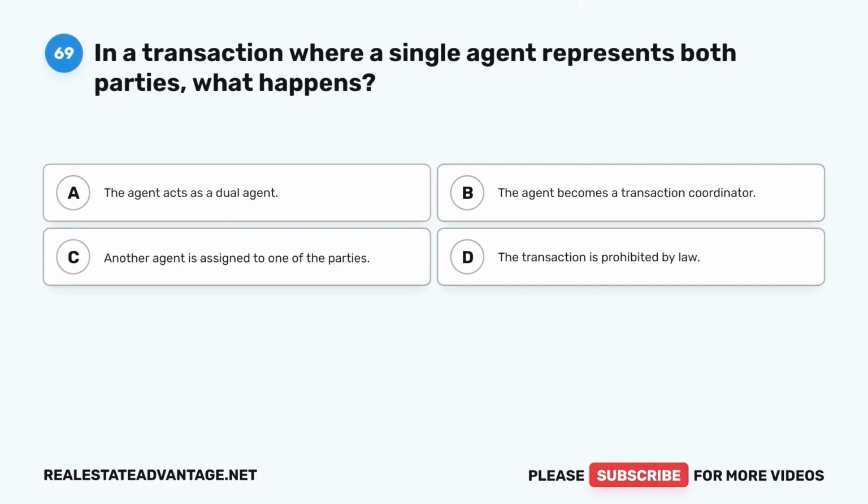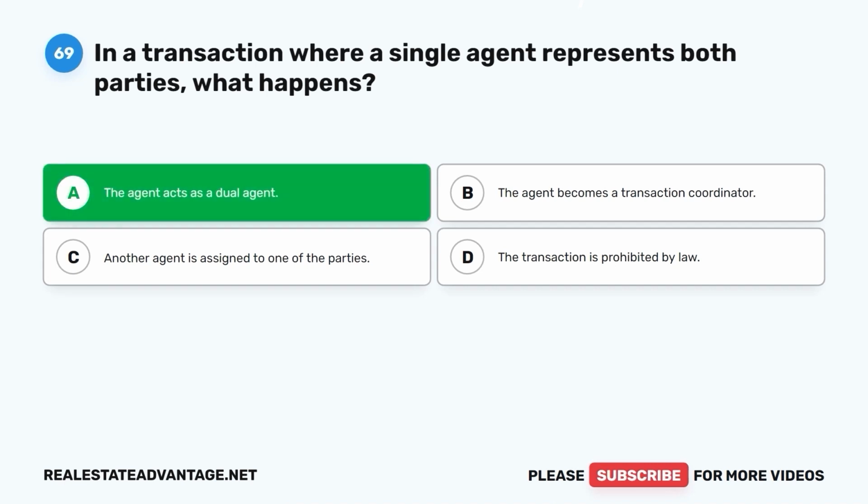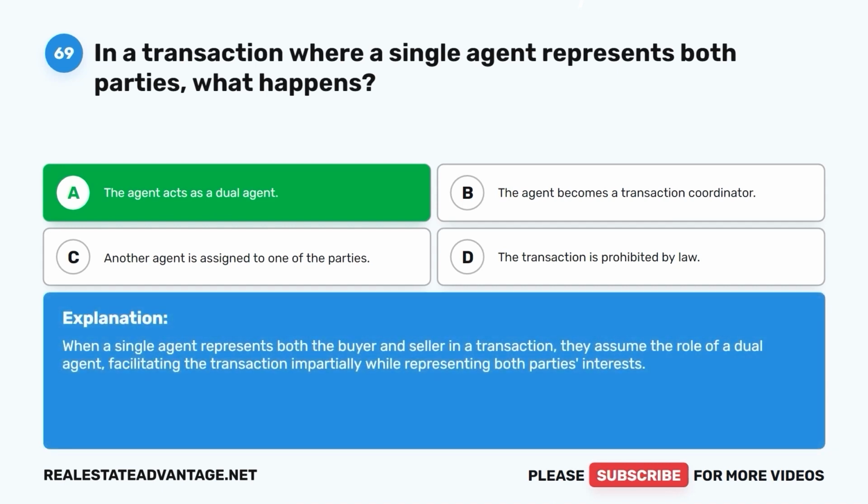Question 69. In a transaction where a single agent represents both parties, what happens? A. The agent acts as a dual agent. B. The agent becomes a transaction coordinator. C. Another agent is assigned to one of the parties. D. The transaction is prohibited by law. The correct answer is A. The agent acts as a dual agent. When a single agent represents both the buyer and seller in a transaction, they assume the role of a dual agent, facilitating the transaction impartially while representing both parties' interests.